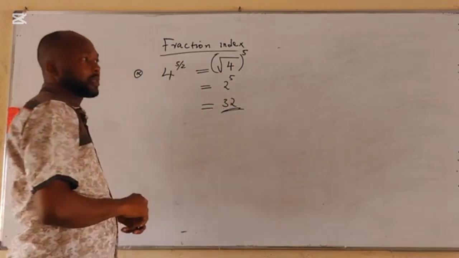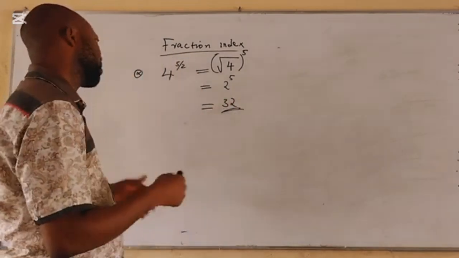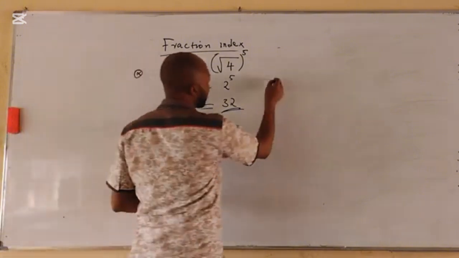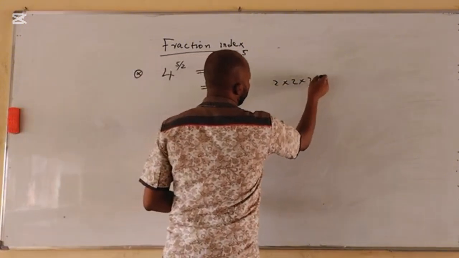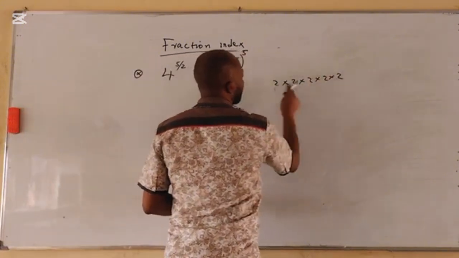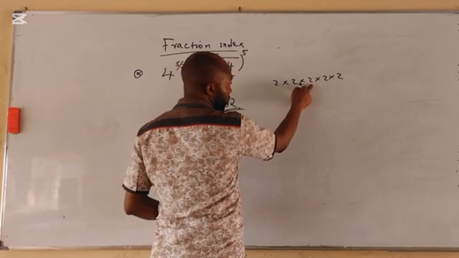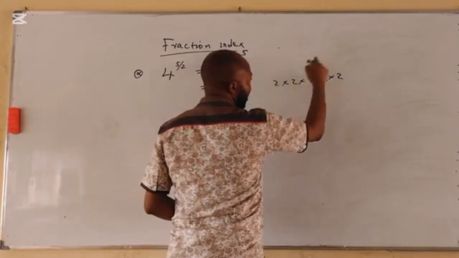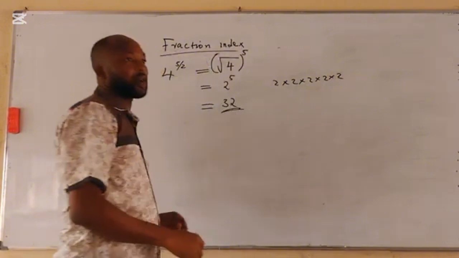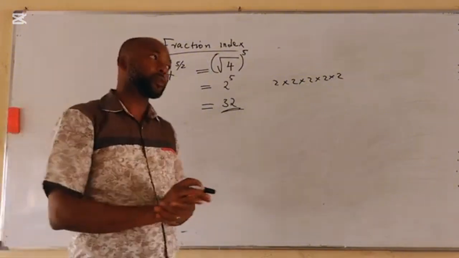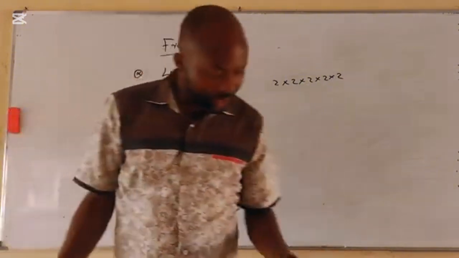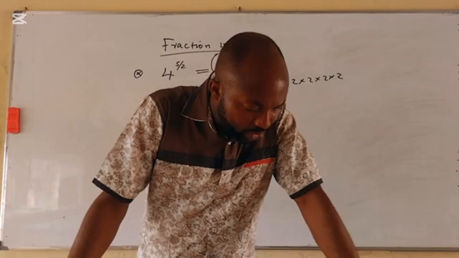How do we get that? 2 raised to the power of 5 is 32. Remember, I told us earlier on, this is 2 times 2, 3, 4, 5. 2 times 2 is 4. 4 times 2 is 8. 8 times 2 is 16. 16 times 2 is 32. That is how we got that. Okay, let's take another one.